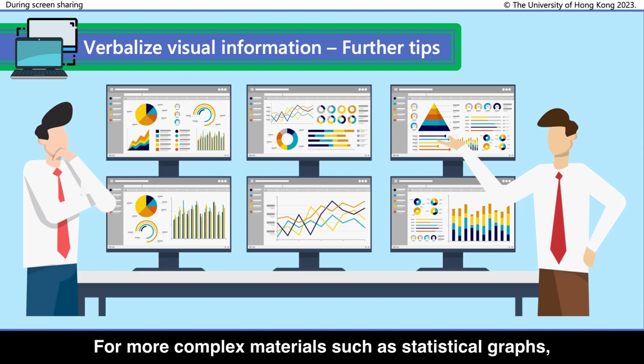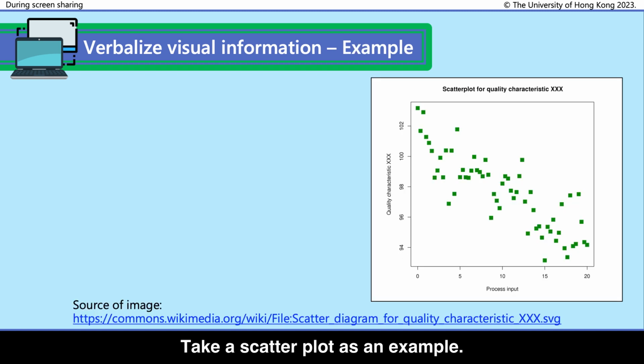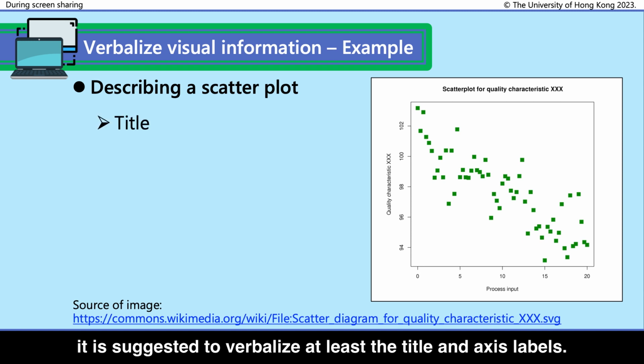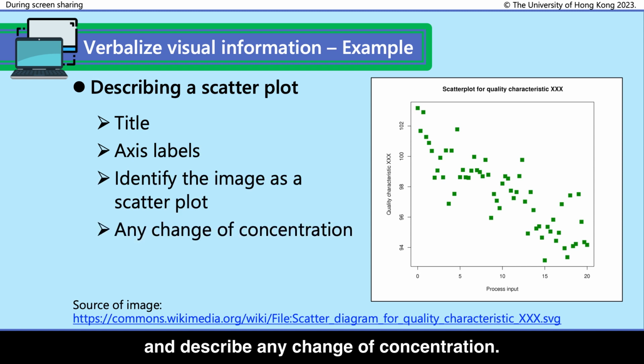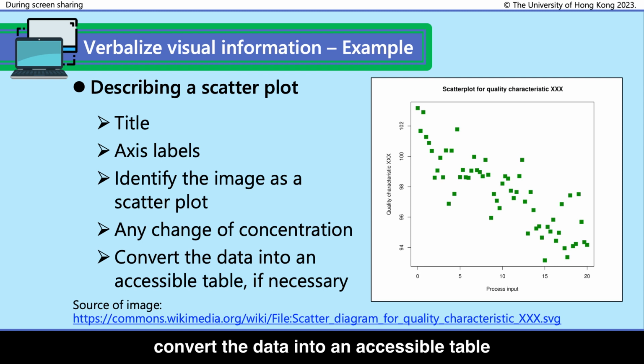For more complex materials such as statistical graphs, identify the necessary information. Take a scatter plot as an example. When we verbally describe a scatter plot, it is suggested to verbalize at least the title and axis labels. Identify the image as a scatter plot and describe any change of concentration. If it is necessary to know the details of the data points, convert the data into an accessible table and let students access the table.